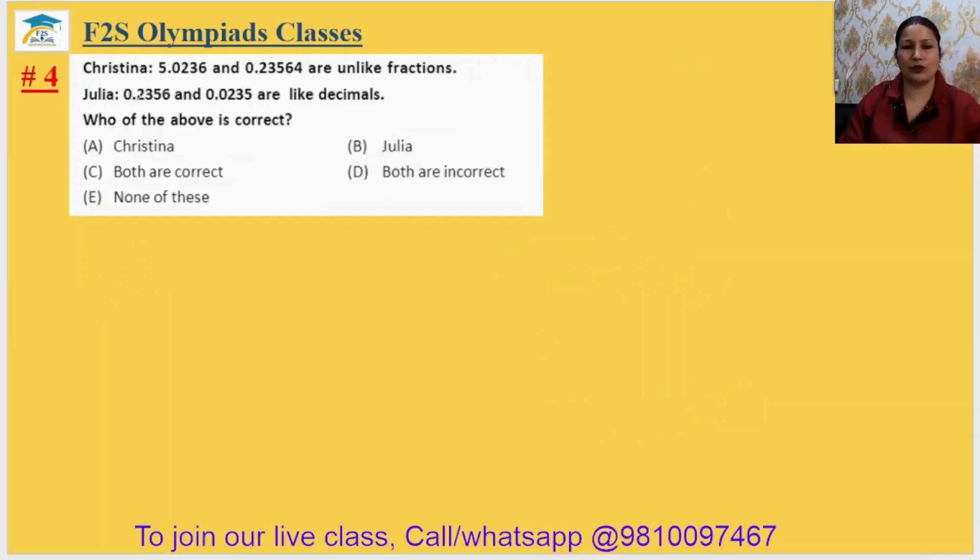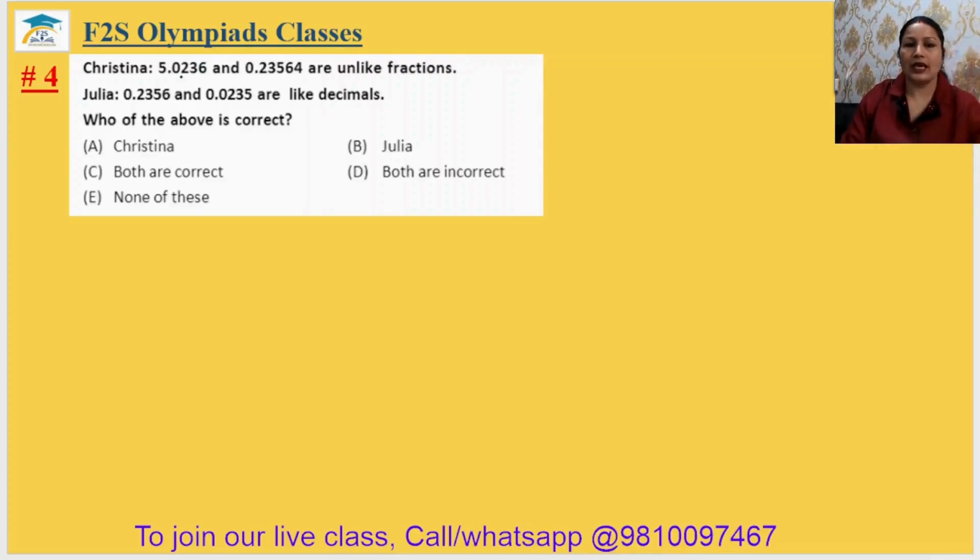Come to question number 4. Christina says 5.02636 and 0.23564 are unlike fractions. Julia says 0.2356 and 0.0235 are like decimals. Who of the above is correct? So both are correct.